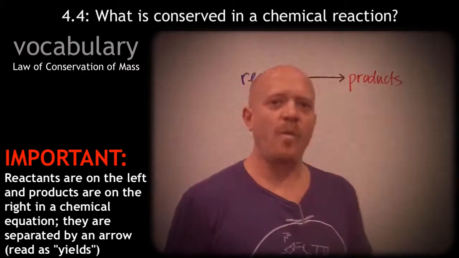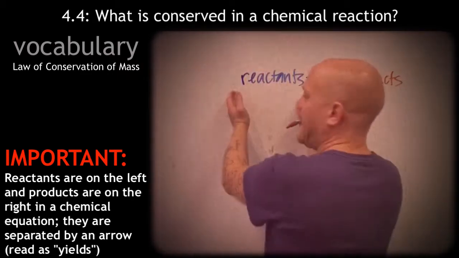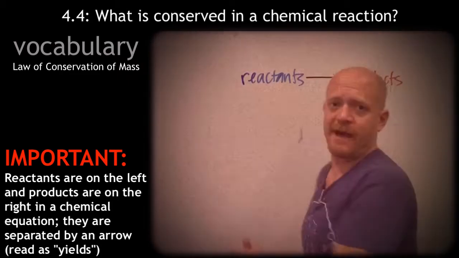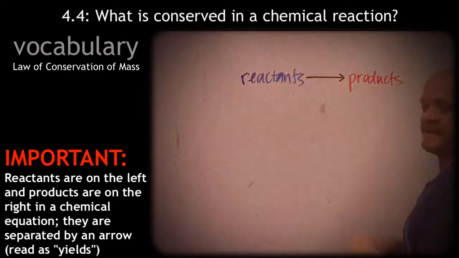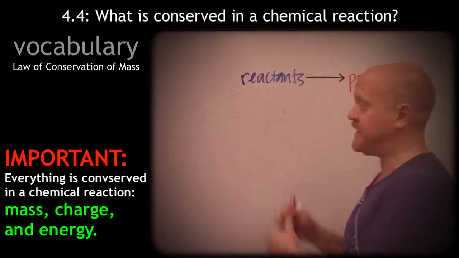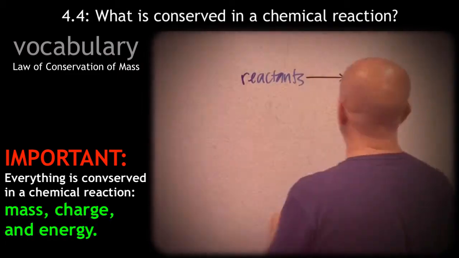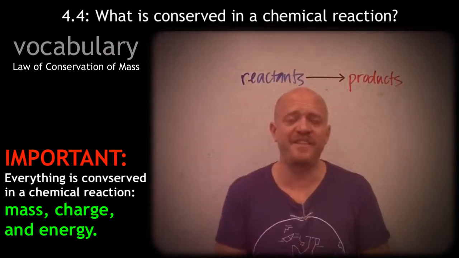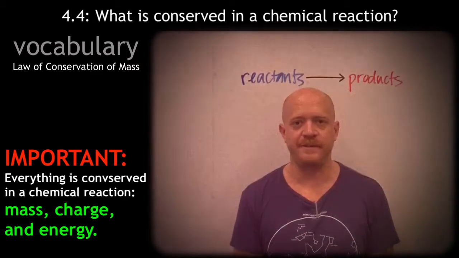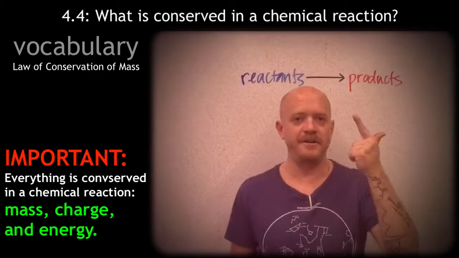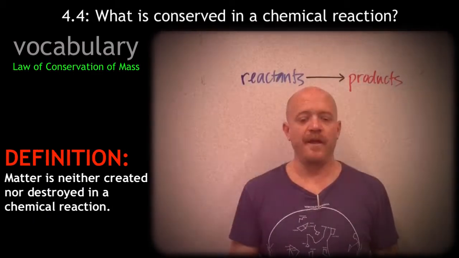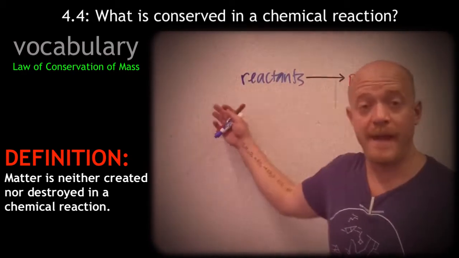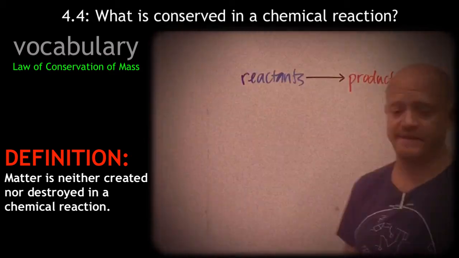And whatever charge we have in the reactants, we have to have that charge in the products. Whatever mass we have in the reactants, we have to have that mass in the products. Whatever energy we have in the reactants, we have to have that energy in the products. So, everything is conserved in a chemical reaction: mass, energy, and charge. The law of conservation of mass states that the mass that you start with, you're going to end with that mass.